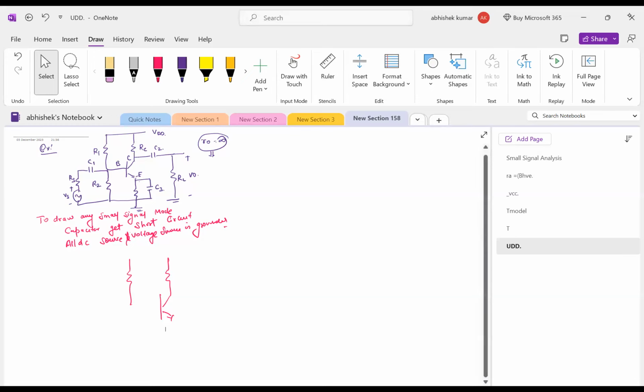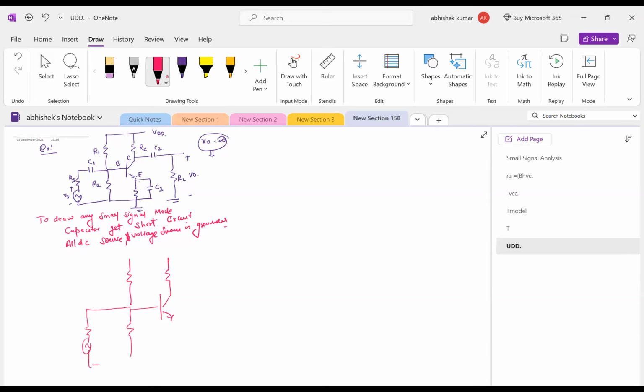See what I told you, that capacitor will get short circuited, right or wrong? Yes. Okay. So this will be short circuited. This is RS, this is your V input, this is your R2, right? This will get grounded. This will get short circuited. This is RL, right? And we are taking output from here. This is RE, just name it RE. And this capacitor will get short circuited.